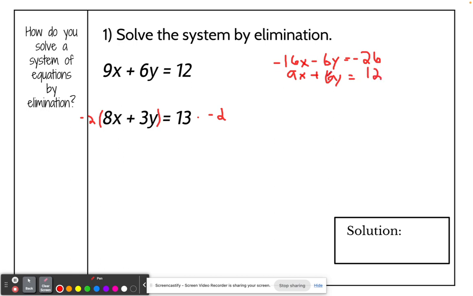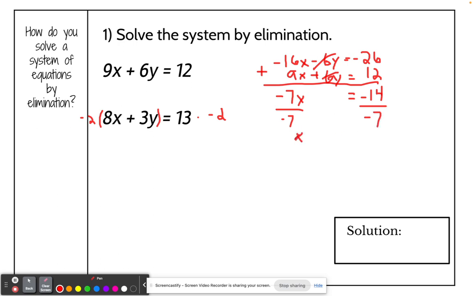Now that I have one that cancels out, I'm going to add both of these equations. -16x plus 9x is -7x. -6 and +6 cancel out. And -26 and +12 is -14. Now my last step is to divide both sides by -7. And I will get x equals 2.